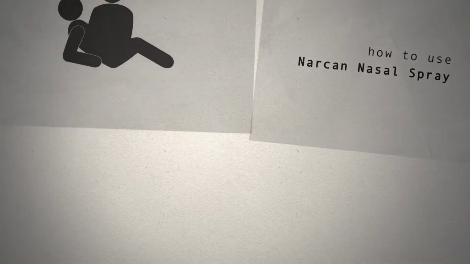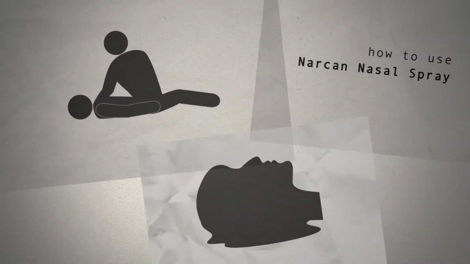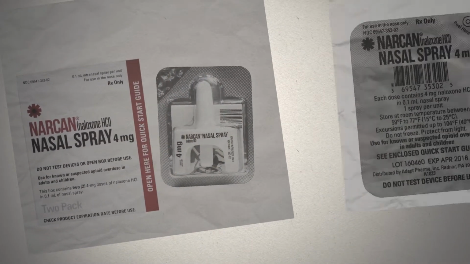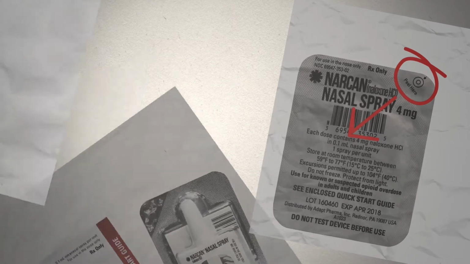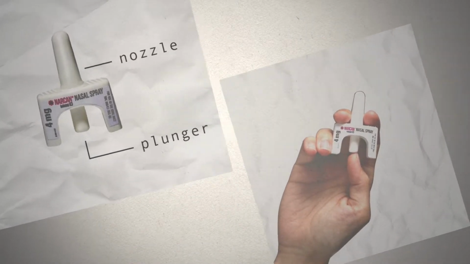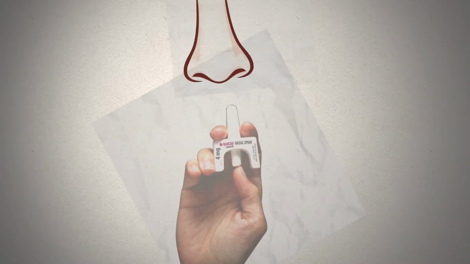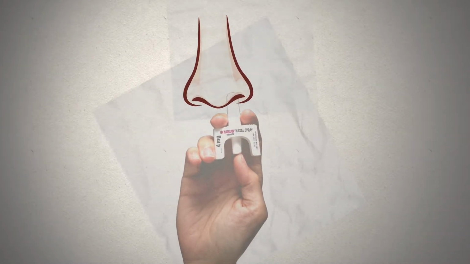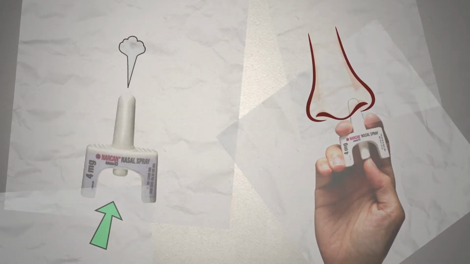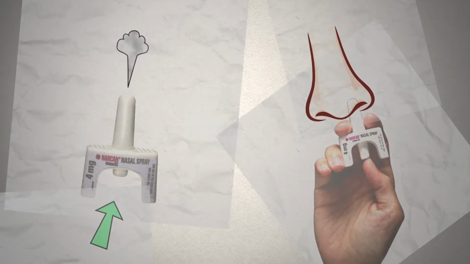Here's how to use Narcan Nasal Spray. Begin by laying the person on their back, tilting their chin up and making sure that their airway is clear. Remove the device from the box and peel back the package. Hold the device with your thumb on the plunger and two fingers on the nozzle. Place the nozzle in one of the person's nostrils until your fingers touch the bottom of his or her nose. Then press the plunger firmly. This releases the dose into the nostril.